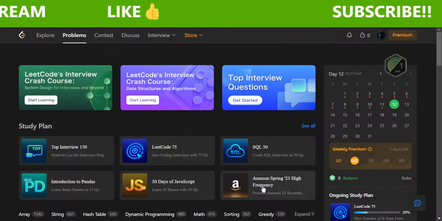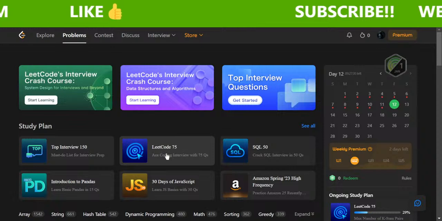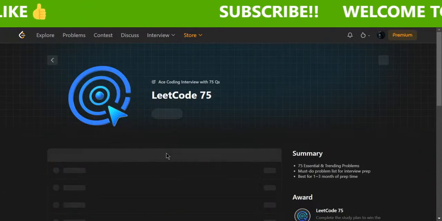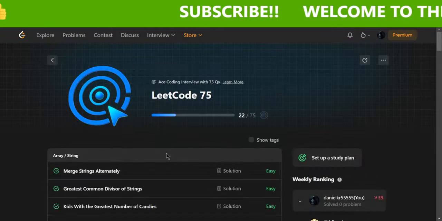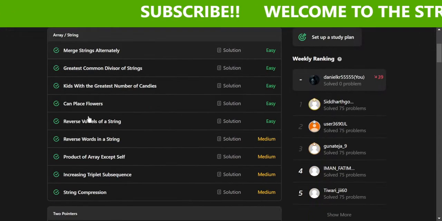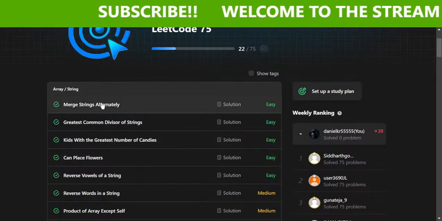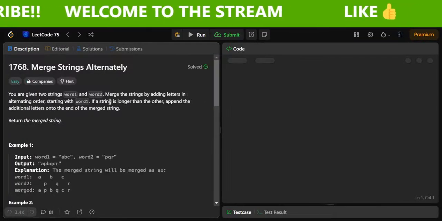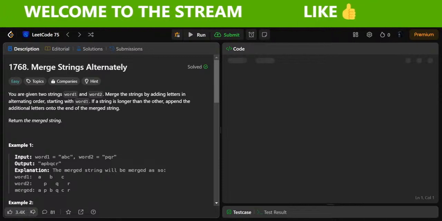Okay, I will start with the LeetCode 75 questions. It's loading up. I've solved a few of them, but still I will start with the first one again. My aim is to complete that LeetCode 75. Merge the strings alternately.